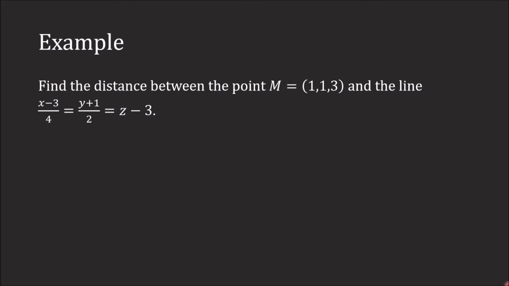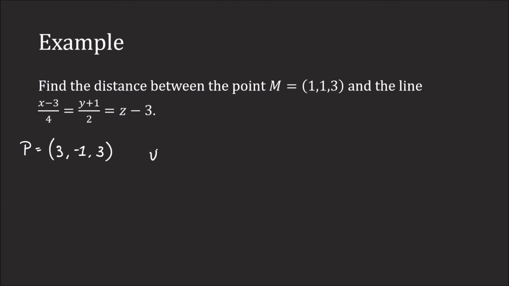So we now wish to find the distance between the point (1, 1, 3) and the line given by the symmetric equation (x - 3)/4 = (y + 1)/2 = z - 3. So we need a point P on the line and a direction vector for the line. Well, the point P is easy enough. We can use (3, -1, 3).